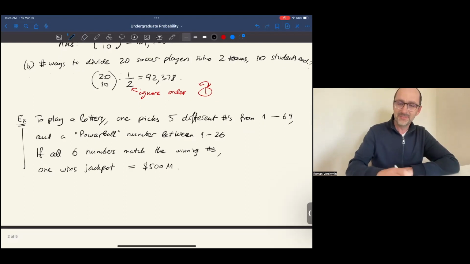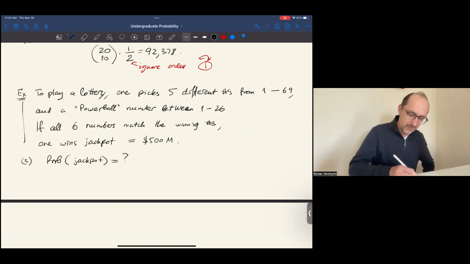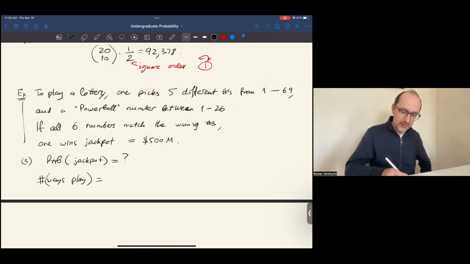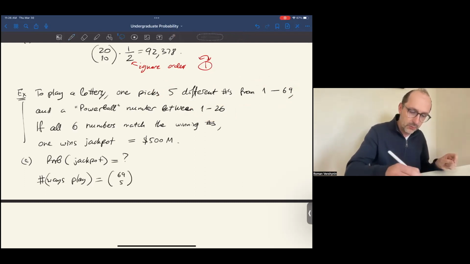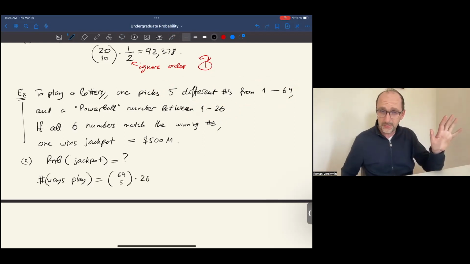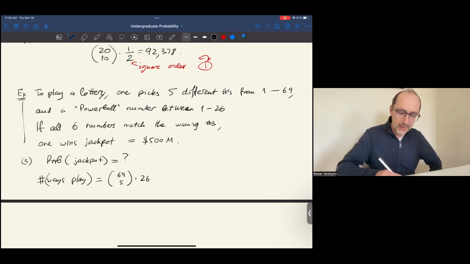What is the probability to do that? How many ways are there to play the lottery? How many ways are there to choose 5 numbers from the 69? That's 69 choose 5. On top of that, you'd have to choose a number between 1 and 26. And so you multiply this by 26, because for any choice of the 5 numbers, you still have 26 choices for this separate number, the Powerball. And that's the number of ways to play, 292,201,338.